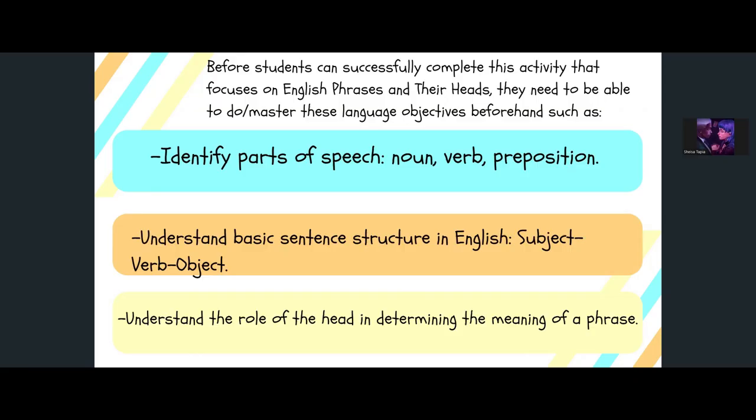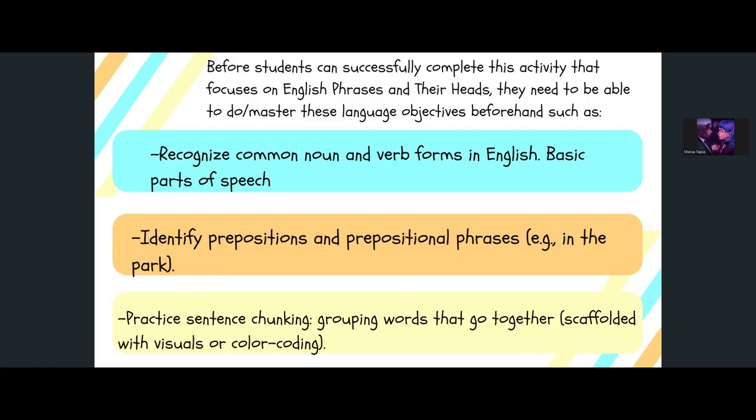They also need to understand basic sentence structure in English, which the most common one is subject, verb, object. They need to understand the role of the head in determining the meaning of a phrase. To continue, they need to recognize common nouns and verb forms in English, basic parts of speech. I just kind of summarize with that. They need to be able to understand and identify nouns, what is a noun, what is a verb, what is an object, what's a preposition, things like that. Because if they don't know what that is, even, how are they going to be able to do it by themselves?